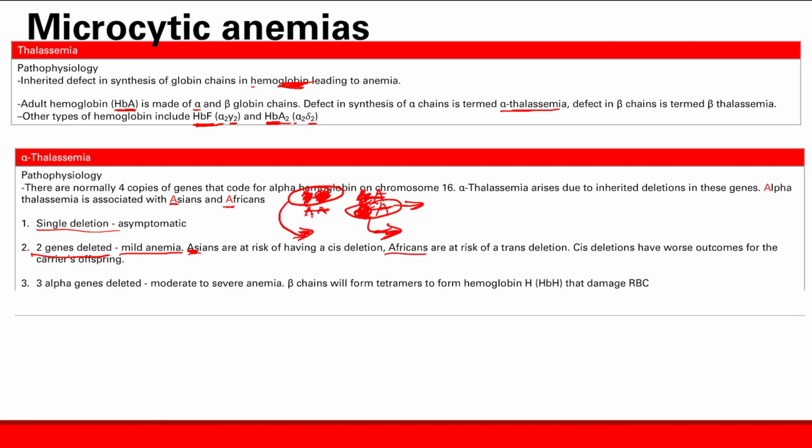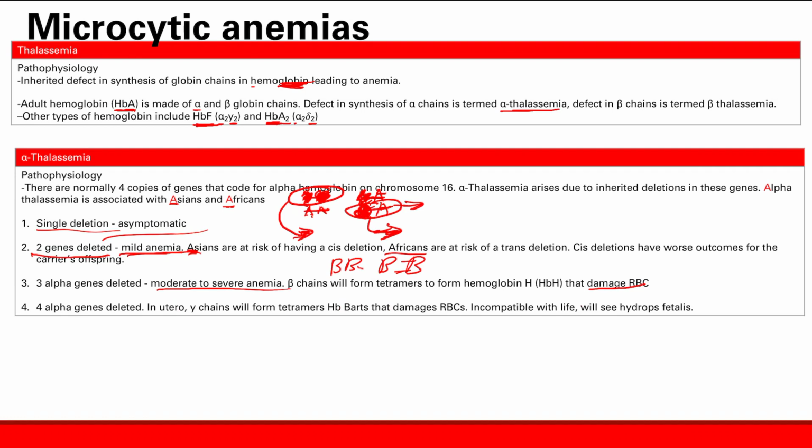Now, if you have 3 alpha genes deleted, you get moderate to severe anemia. So it's very simple: asymptomatic, mild anemia, moderate to severe. And the problem here is now you don't have enough alpha chains. You have too many beta chains because they're not combining to make hemoglobin. These beta chains are just hanging around. They're going to join together, form tetramers, and make something called hemoglobin H. And this hemoglobin H can damage red blood cells. You don't want too much of this hemoglobin H.